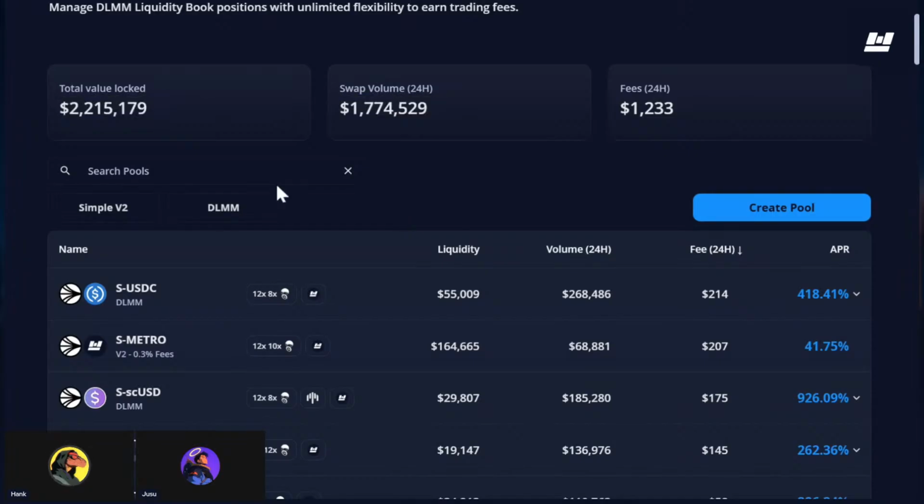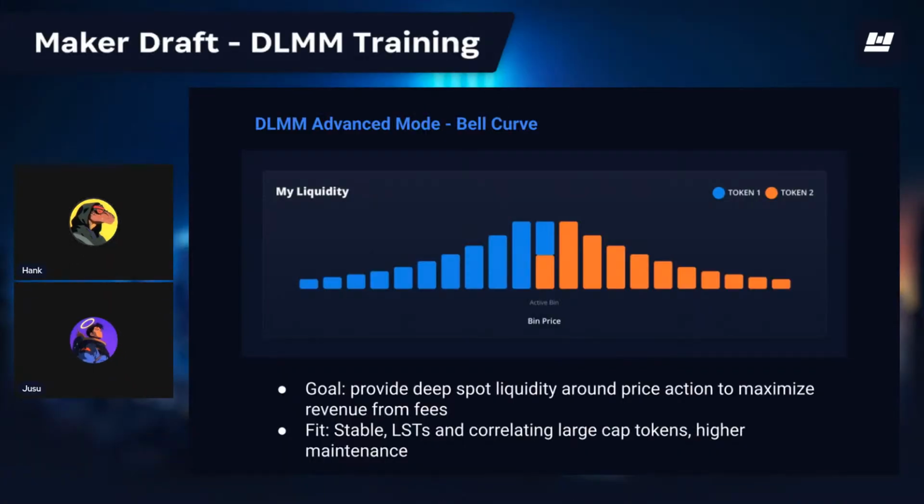Okay, so let's go back to the presentation. We now looked at curve, and you will see that sometimes when you join vaults, the operator will use this shape for certain strategies when volatility is lower.